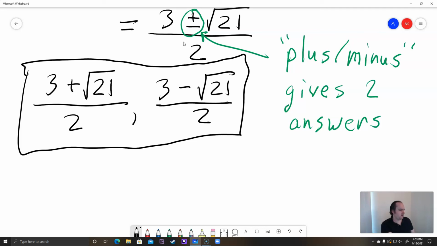Okay? And then you can watch my other video where I talk about how when you're taking the square root of a negative number, it actually gives you i. So in my next video, I talk about the quadratic formula with complex roots. So you're going to be able to see that there.